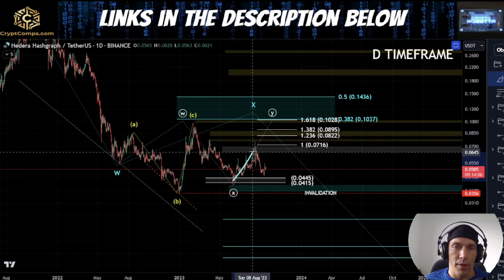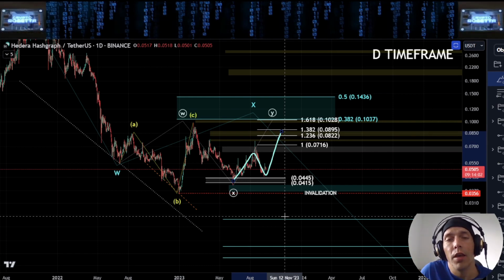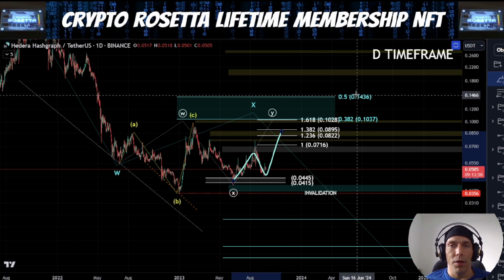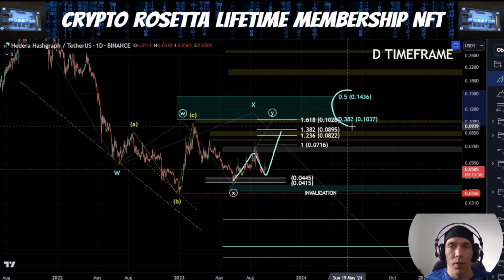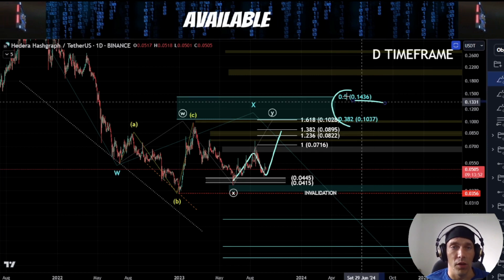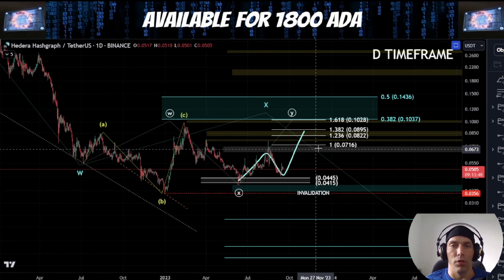So this is making me think that we could potentially still see another 3-wave move to the upside here in a Y wave, if we're looking at this as the bigger X wave. Typically, what we'd be looking for would be between this 0.382 at 1037 and this 1436 as our 0.5. That would be a common zone that we look to target.